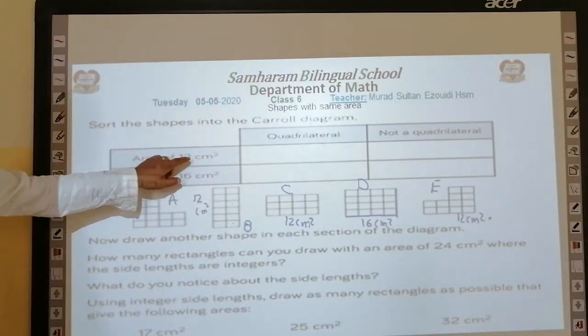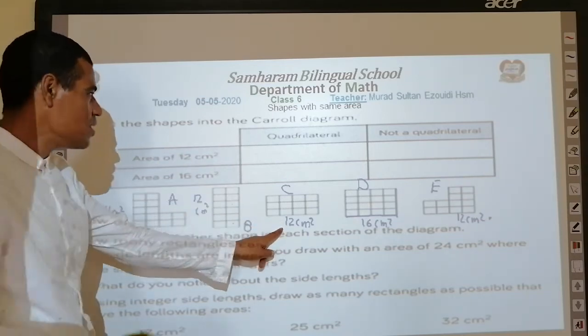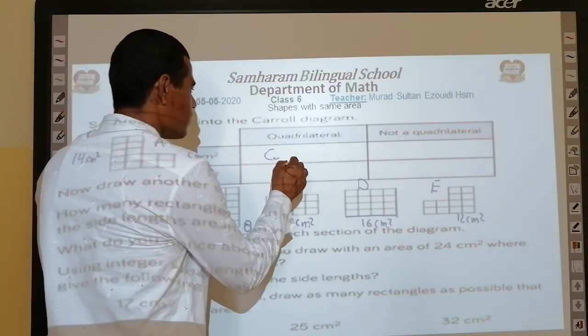Now, area of 12 centimeters squared. What is it? This one, C, is a quadrilateral, a rectangle. And this one also, B. Okay?